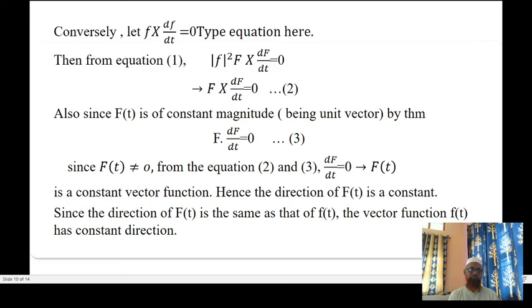This implies F(t) is a constant vector function. Hence the direction of f(t) is constant. Since the direction of f(t) is the same as that of F(t), the vector function f(t) has constant direction.